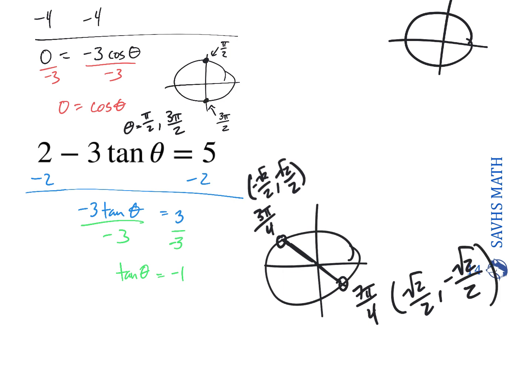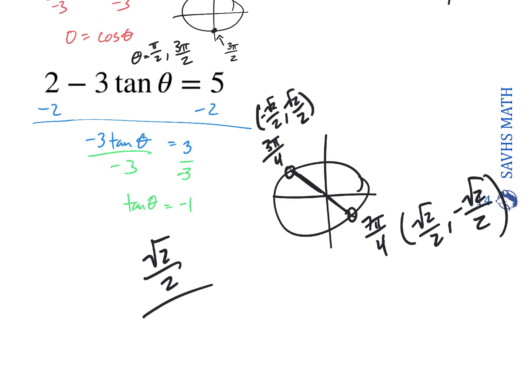Either way, you're going to have this divided by this. And in one example, this is negative, and in the other example, this is negative. So we can choose either one, but we're going to end up with a negative answer either way. This gives us -1 either way. And so the two answers that I can use here are 3 pi over 4 and 7 pi over 4.